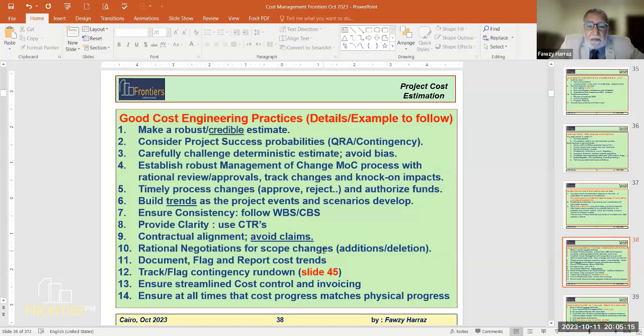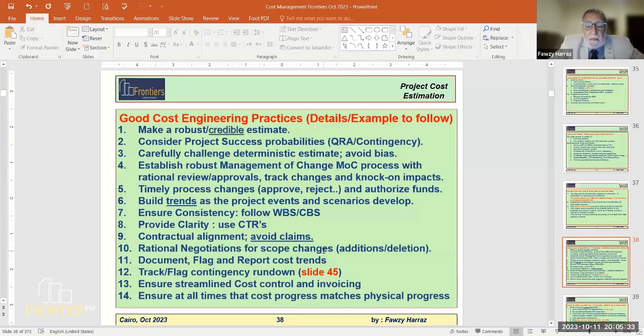Build the trends. I think that's as a result of the management of change, or as a result of the project transaction that from day to day, from the project events and scenarios develop.